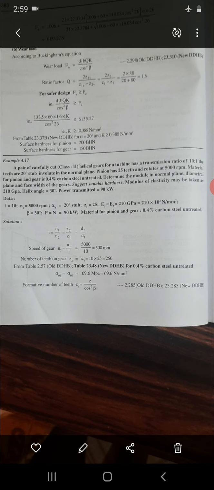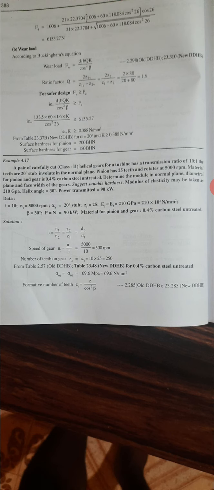So the data as given: i is 10, N1 is 500, alpha is 20 degrees stub, Z1 is 25, E1 and E2 are 210, beta helix angle is 30 degrees, power 90 kilowatts. Now using the velocity ratio i = N1 by N2 = Z2 by Z1 = D2 by D1. So speed of gear N2 equals N1 by i, so it's 500 rpm. Number of teeth on the gear Z2 is 250.